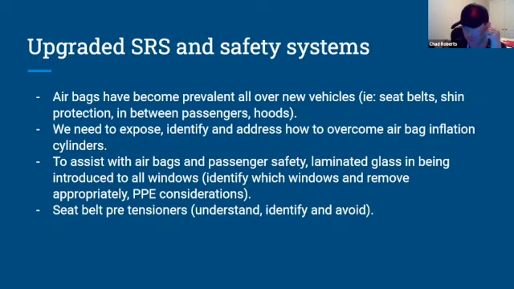Upgraded SRS systems and safety systems. Airbags, obviously, they're everywhere. They're more prevalent. Seatbelts, you've seen them in seatbelts now. They're actually in the hoods of vehicles now to protect a pedestrian walking down the street. So they're everywhere, right? They're along your roof lines. They're in your shin area, underneath the steering wheel, to protect against shin injuries in front end collisions. They put them in between passengers now.